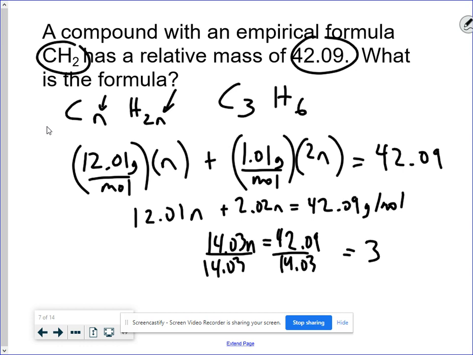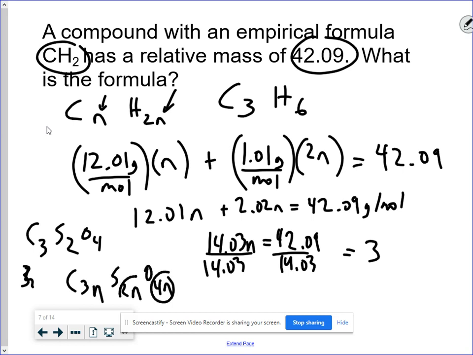So all I said was you can even get a bigger one. Let's say we had a whole bunch of stuff, like maybe the empirical formula is C3S2O4. Then it would just be C3N S2N O4N, and then you would times these by the molar masses and figure out the N. Okay? All right, let's try another one.